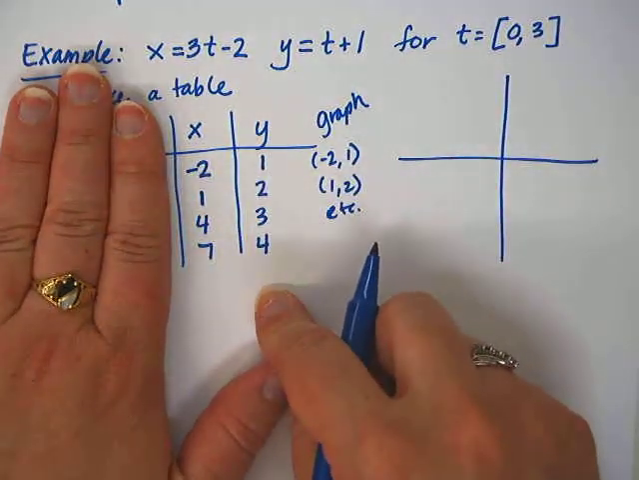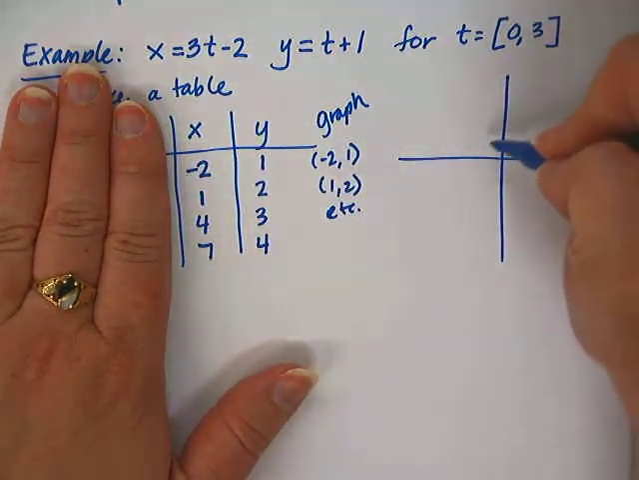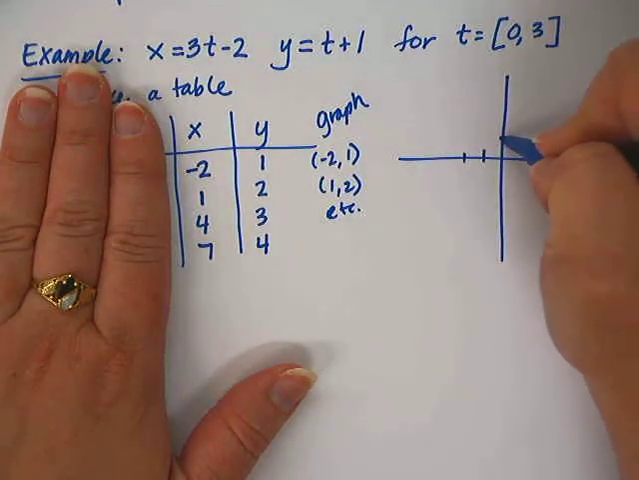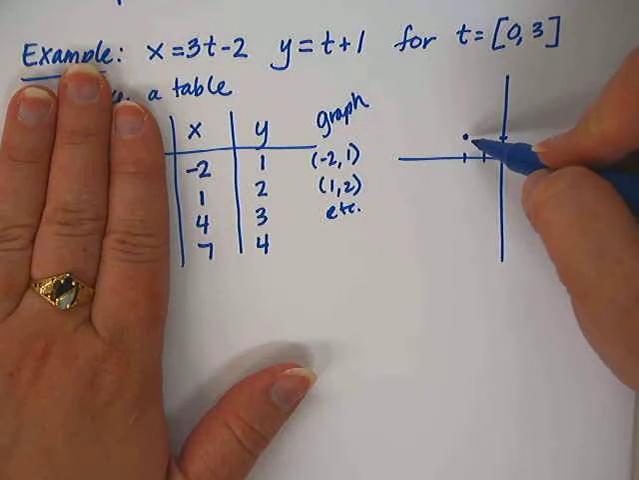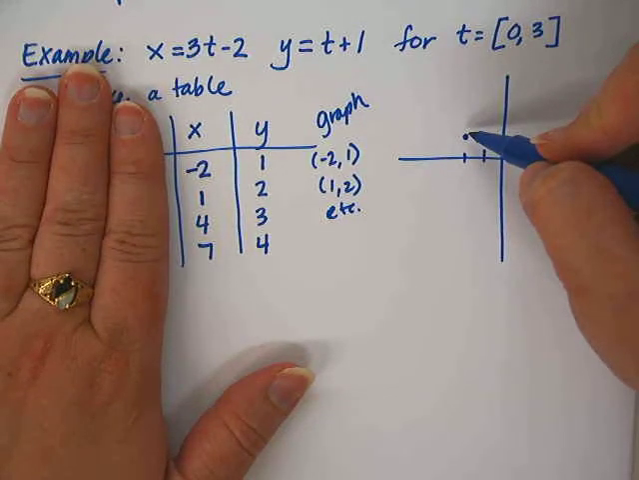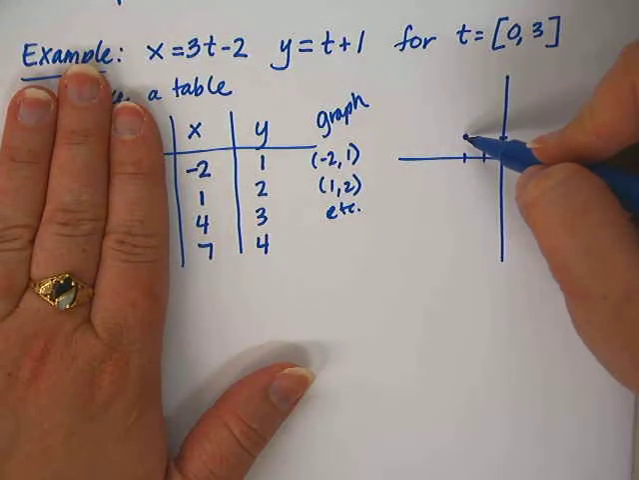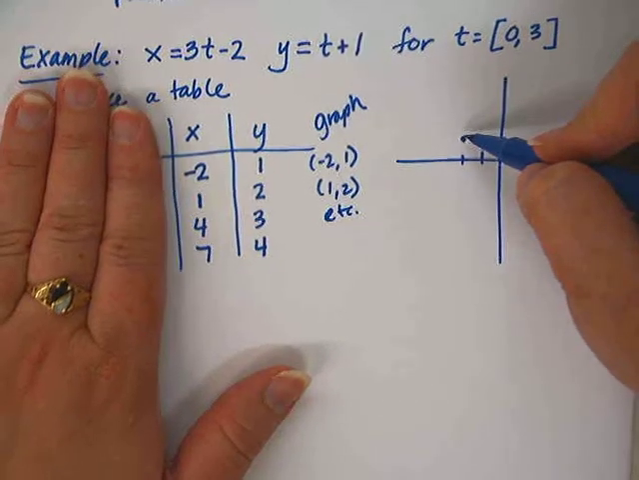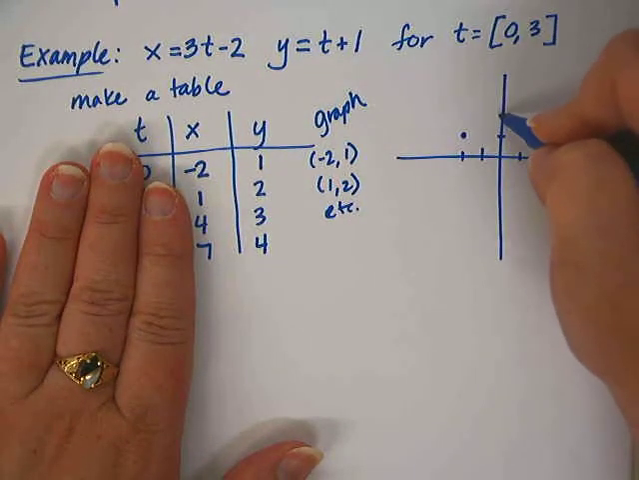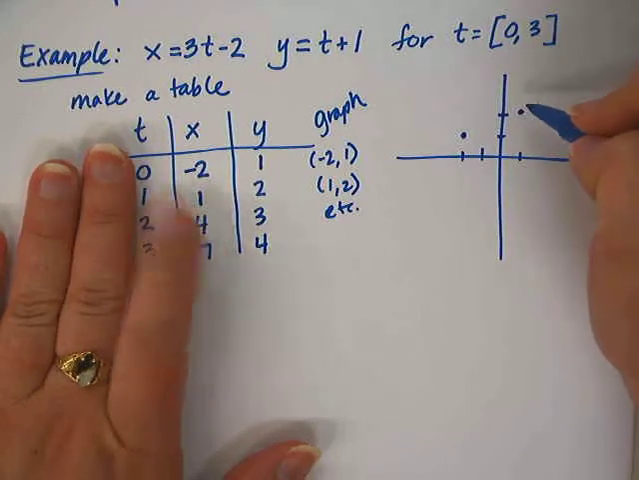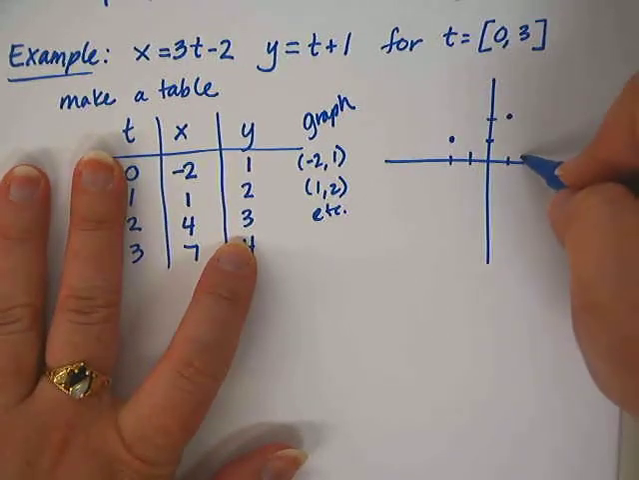So we're going to graph -2, 1, 1, 2, etc. from our x and y values. Does that make sense? Okay, so x is -2, y is 1. So is that where the graph starts? Since that's time equals 0, isn't that where the object starts moving? So that's kind of an important point to realize, that's your starting point.